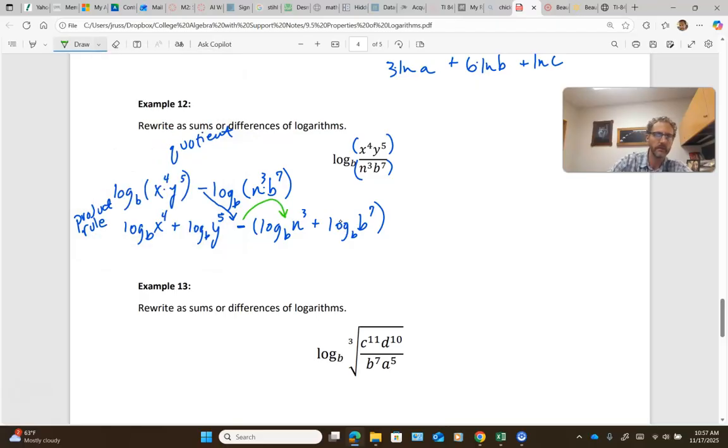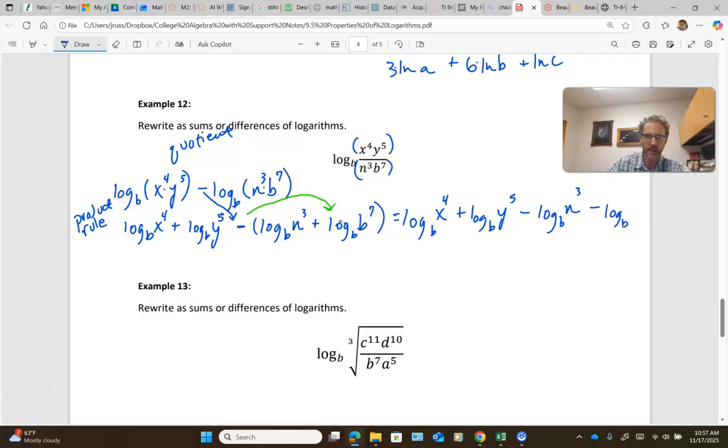I'll denote this in the notes. So this third logarithm will become a negative, and so will that fourth logarithm. So I could just rewrite all this stuff real quick. Log base b of x to the fourth plus log base b of y to the fifth, and then minus, I can take the parentheses away now, log base b of n to the third minus log base b of b to the seventh. Okay, and then you just keep going.